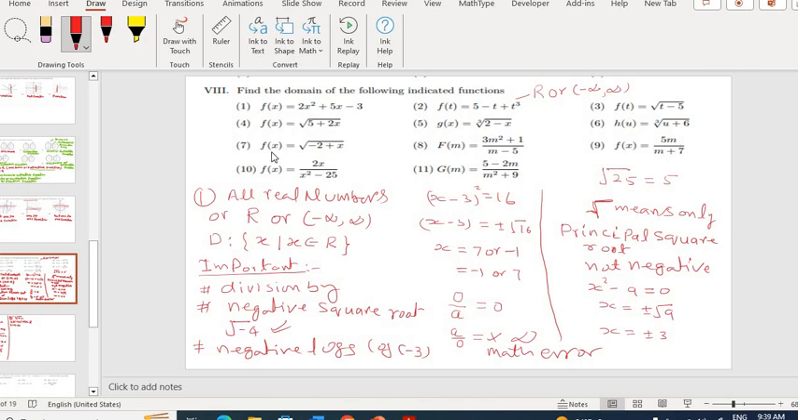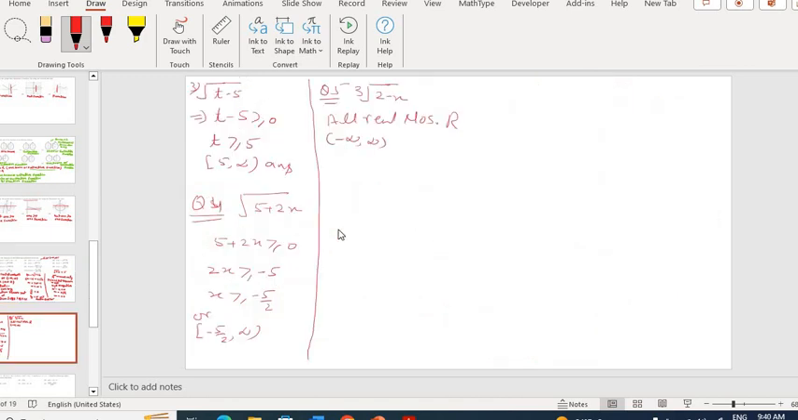So now I am going to write question number 7. Question number 7 is minus square root of 2 plus x. So again, solve it like that one. Minus 2 plus x is greater than or equal to 0. So x is greater than or equal to 2. So this is the domain, or you can write it 2 comma infinity. This is the answer of question number 7.